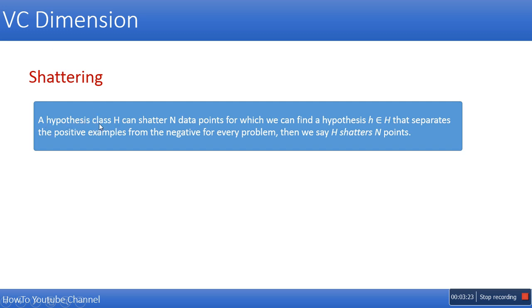In a hypothesis class, let's say line can shatter n data points for which we can define a hypothesis. In the line class there will be an infinite number of lines. When you select a particular line, it means you are selecting a particular hypothesis that separates the positive examples from the negative for every problem. Then we say H shatters n points. Let's take an example, then it will be more clear.